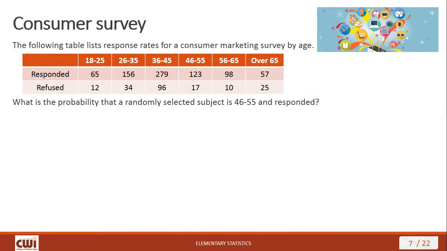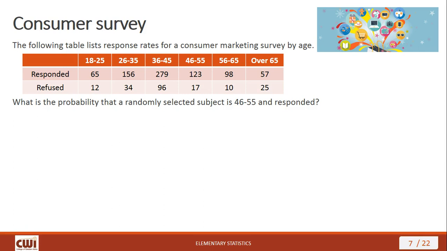Let's look at another example, which does involve double counting. So here we have a consumer survey listing response rates by age. So here in the table, we have those who responded to the survey when they were contacted and those who refused to respond to the survey when they were contacted. So we've got different age groups here, 18 to 25, 26 to 35, so on and so forth.